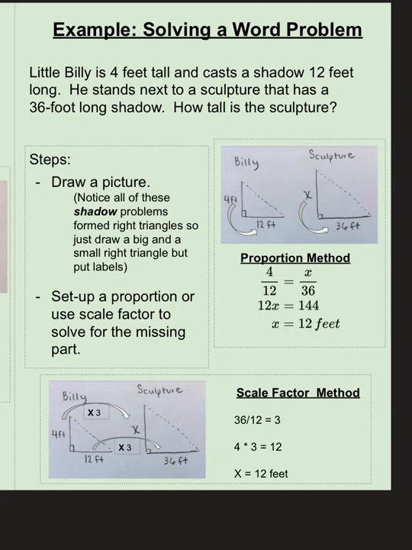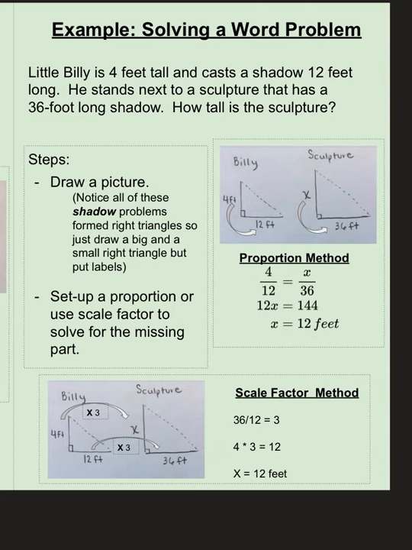Another word problem, and this one I worked out both ways. But let's see, little Billy is 4 feet tall and casts a shadow 12 feet long. He stands next to a sculpture that has a 36-foot long shadow. How tall is the sculpture? So, again, I just drew two right triangles, one bigger, one smaller. And in this case, I made Billy's triangle smaller because he's smaller. So there's Billy with his values. There's the sculpture with that information.